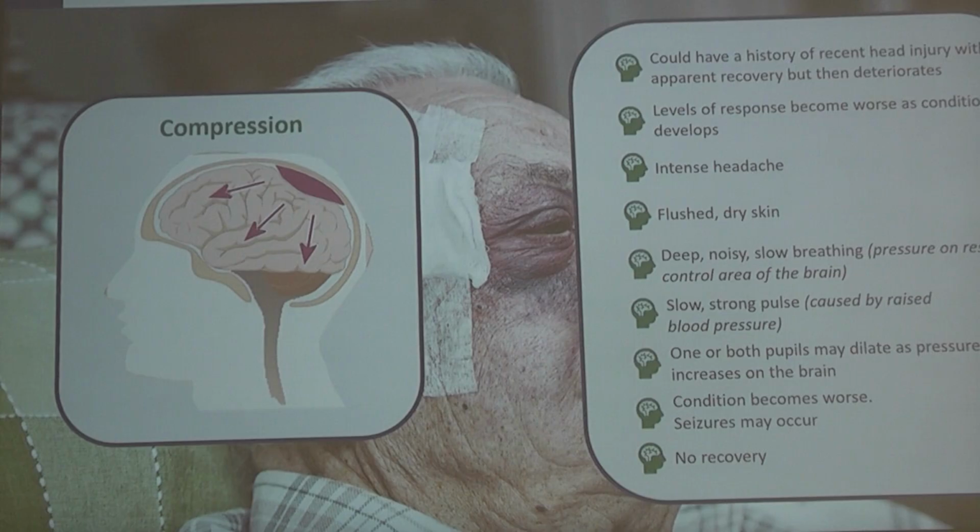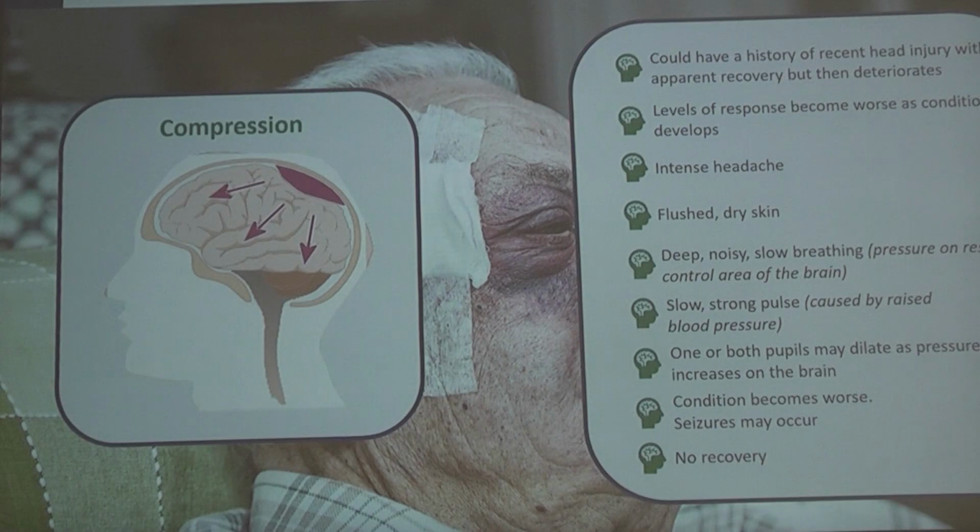Or if someone has a sudden bleed into that, again, they describe it as the worst headache that they've ever had in their life, and nothing touches it. They'll have flushed, dry skin because this is affecting their sympathetic and parasympathetic systems. So the way the body controls blood pressure and circulation gets affected by it.